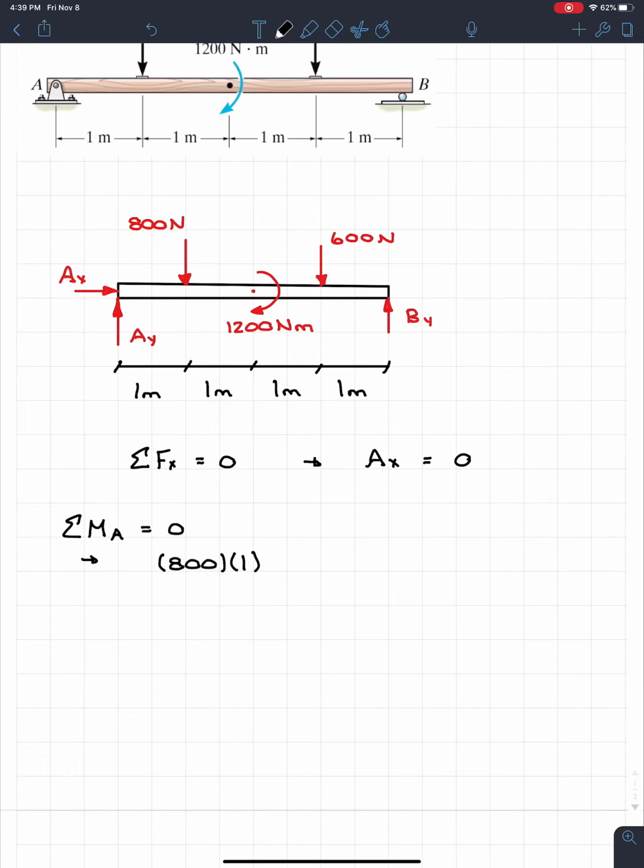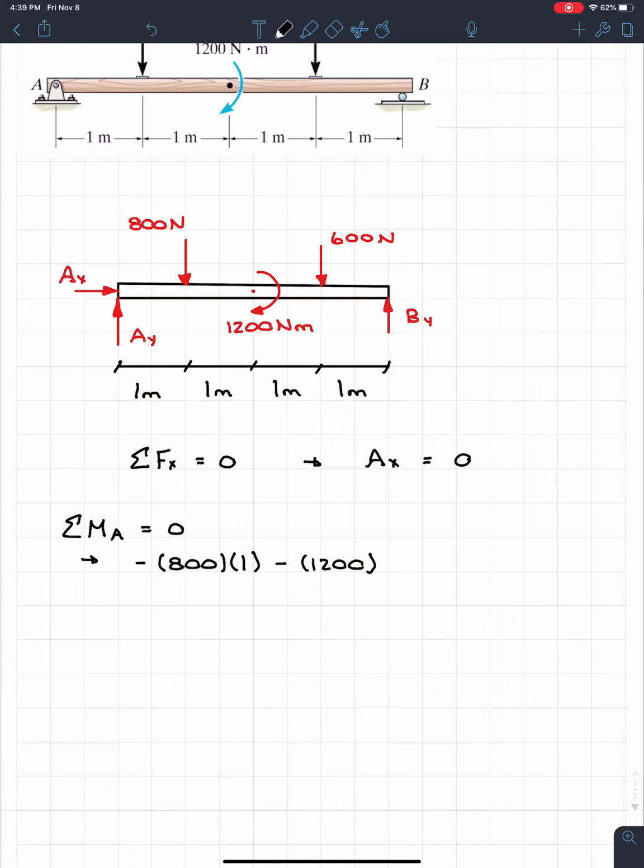And we know that this is going to cause a clockwise rotation about A. So it's going to be negative. Moving on, we got a concentrated moment of 1200. So we're definitely going to have 1200 in here. And the rotation of that moment, as you guys can just see, is clockwise. So it'll also be negative.